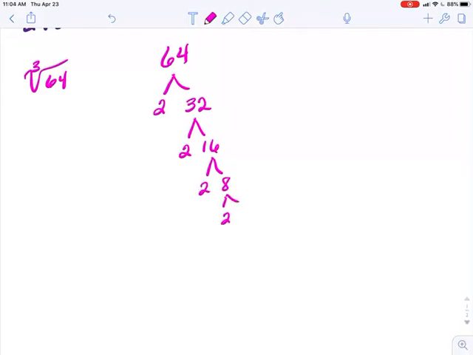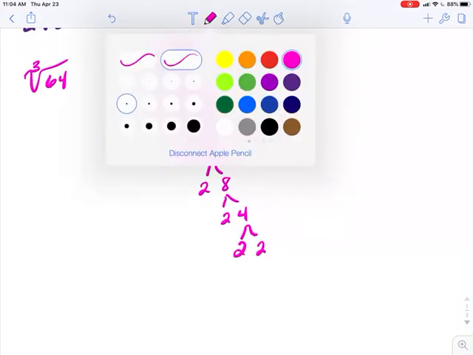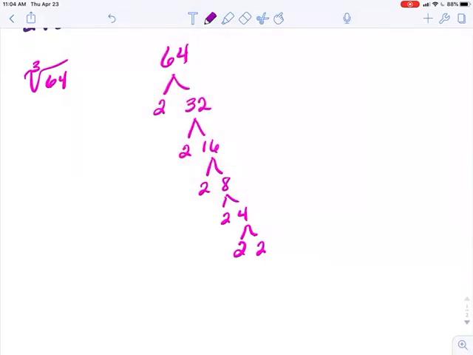Here I get a 2, a 4, and there's my final 4, so it gives me a 2 and a 2. So now my actual prime factors of this are 2, 2, 2, 2, 2, and 2. So it's all those prime factors that I ended up with.